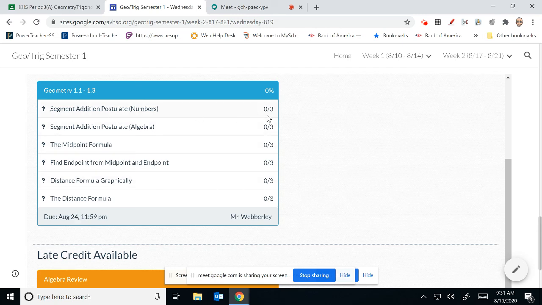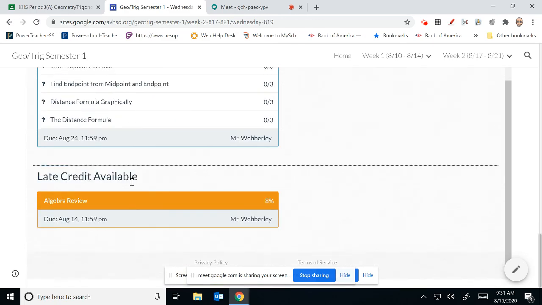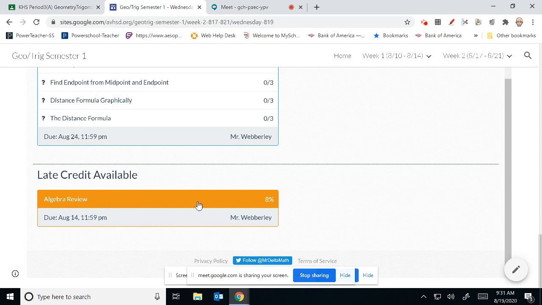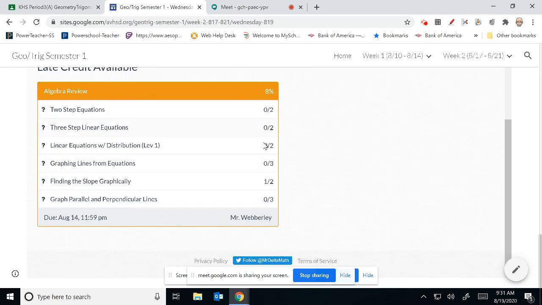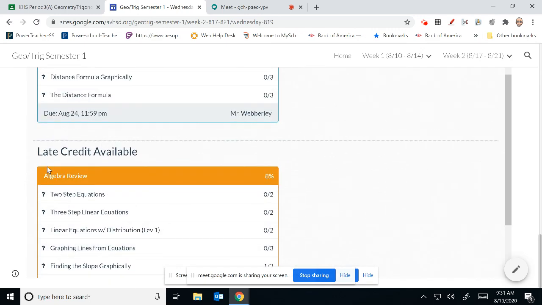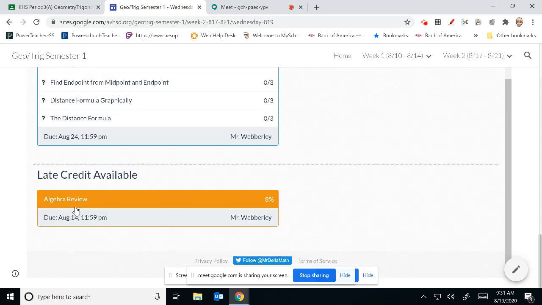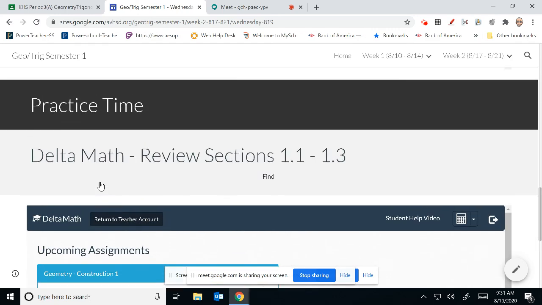But there's only 3 in each one. So you're just going to practice 3 on each one of these, and it's from the first 3 sections. So we have segment addition postulate. We've got some midpoints and endpoints and the distance formula. This should also be green. If you're done and it has 100%, this will light up in green. Okay, so mine's not quite finished yet because I was just showing a few of them, but you should have a green one if it's all done. So that's what your Delta Math should look like.